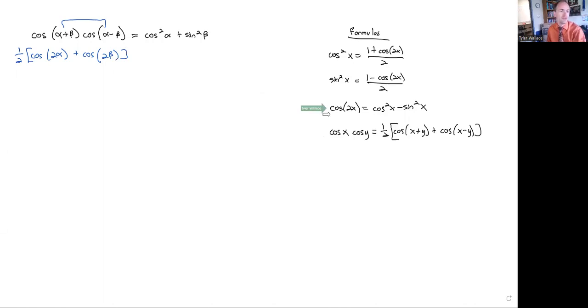And then from here, we can use our double angle formula. Cosine of 2x is cosine squared minus sine squared. So now I have 1/2 of cosine squared of 1 alpha minus sine squared of 1 alpha. That splits up the first one. The second one becomes a positive cosine squared of beta minus the sine squared of beta. That's splitting the cosine up into the two terms.